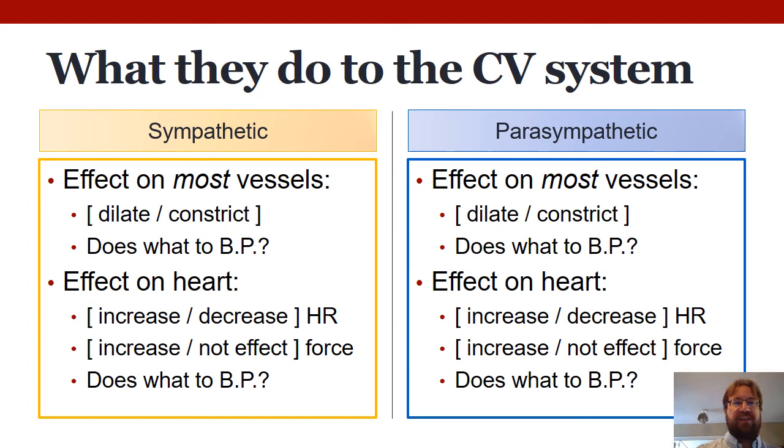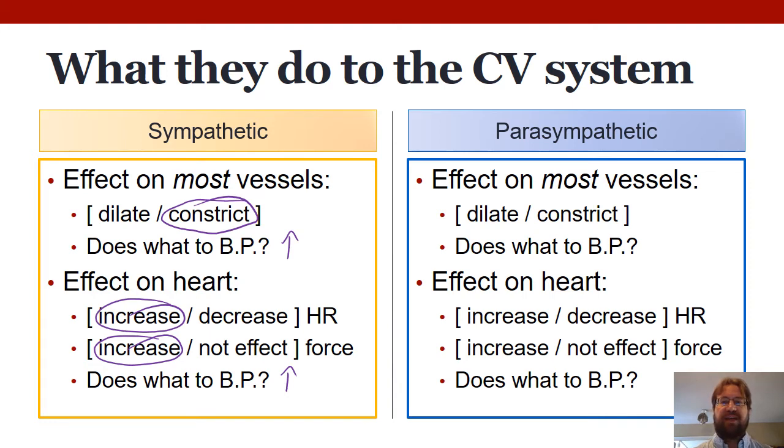So the sympathetic, its effect on most vessels is to constrict those vessels. What does that do to blood pressure? Constricting a vessel increases its resistance to flow, also sort of squeezes down on the blood inside it. So that's going to be an increase to blood pressure. Sympathetic increases the heart rate and increases the force of contraction, both of which are also going to increase blood pressure. So our sympathetic nerves obviously have a positive effect, an increase on blood pressure.